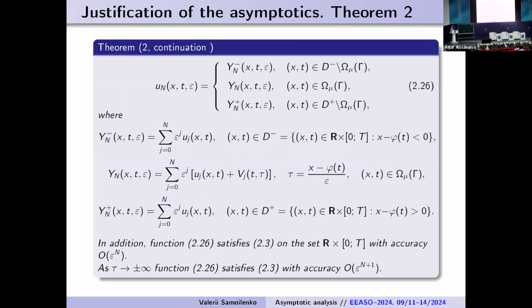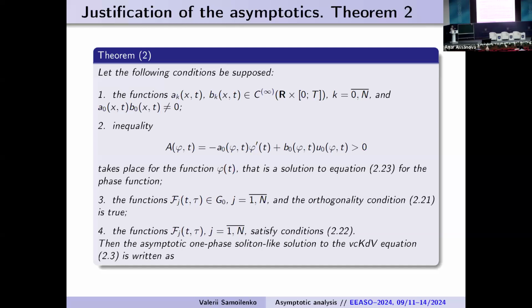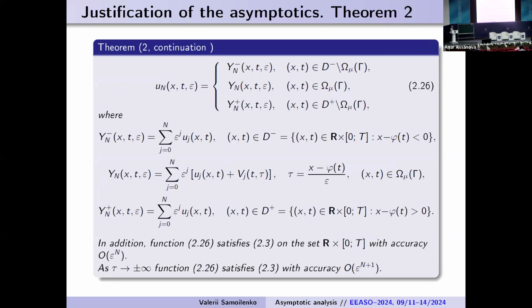So under some quite general conditions, we suppose the coefficient of expansion is infinitely differentiable, with some additional condition, condition number 2, and the right side function in the equation for singular terms in equation 18 belongs to space G1 and the orthogonality condition. We deduce that the constructed solution, number 26, a particular case of the constructed solution, satisfies the initial differential equation 23, equation 3, with accuracy O large epsilon n.